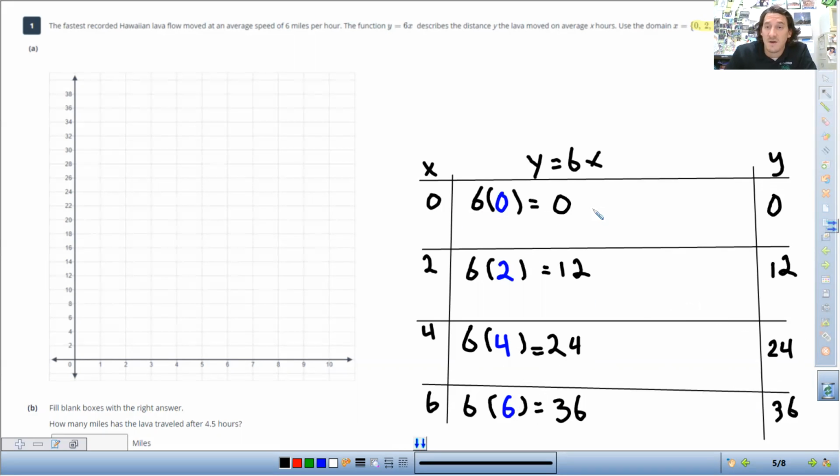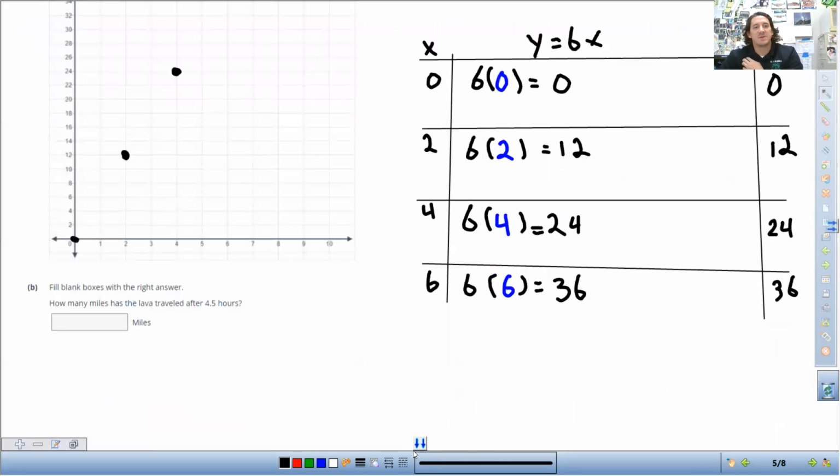So these are the x, y values of the points I'm going to plot. So 0, 0. 0 on the x, 0 on the y. That's here at the origin. 2, 12. So go to 2 on the x, 12 on the y. Put a point right there. 4, 24. So 4 on the x, 24 on the y. It's right there. 6, 36. So 6 on the x, 36 on the y. Right there. So I'll plot those points.